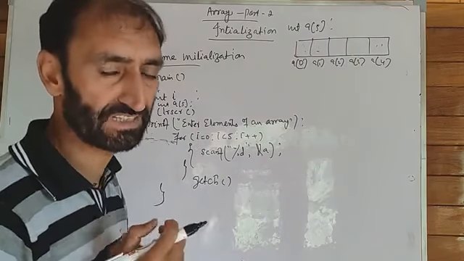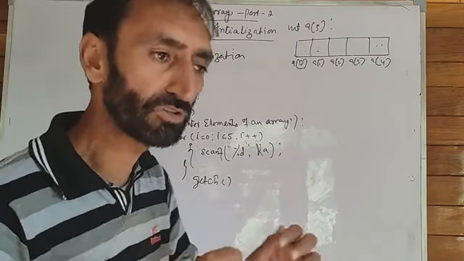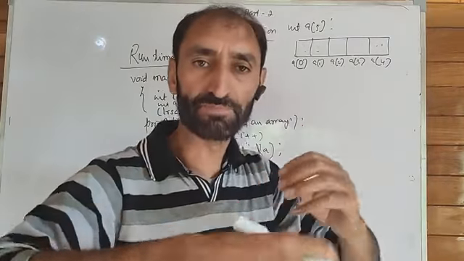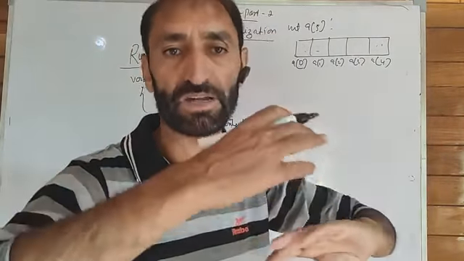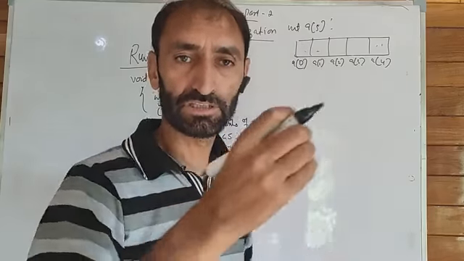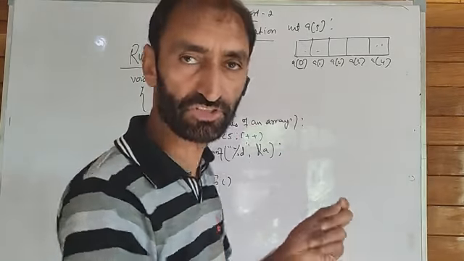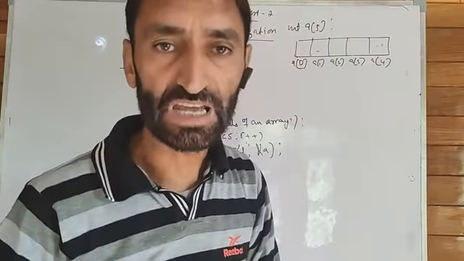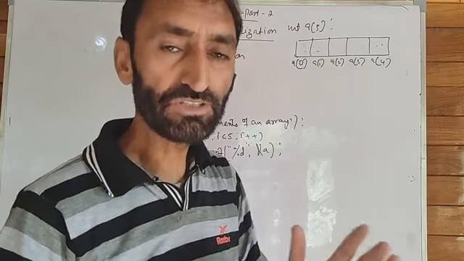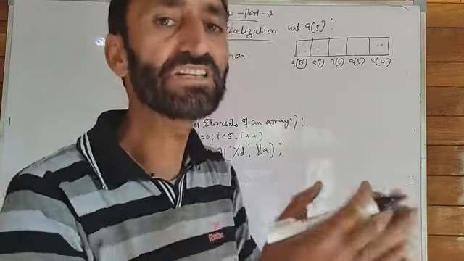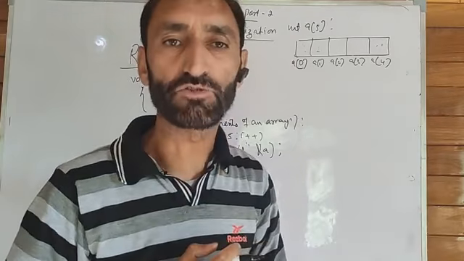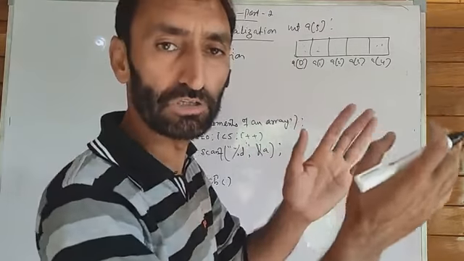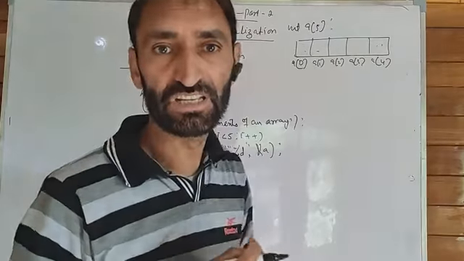Compile time initialization means that at the time of declaration of the array we initialize the elements with values. That means those values cannot be changed later. They are fixed values.